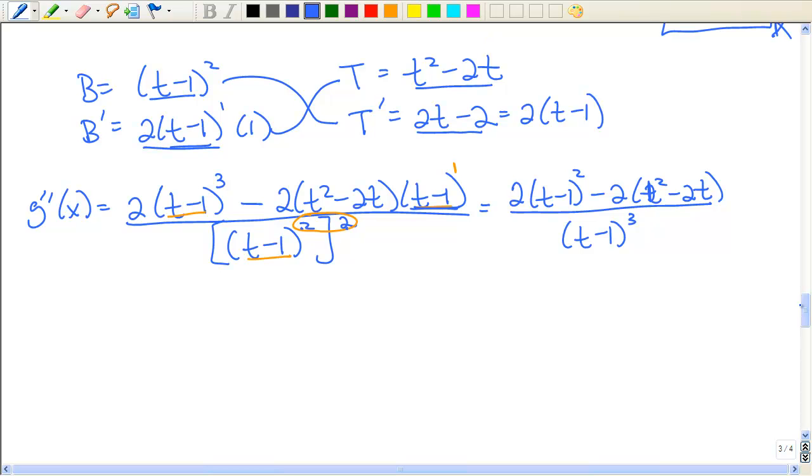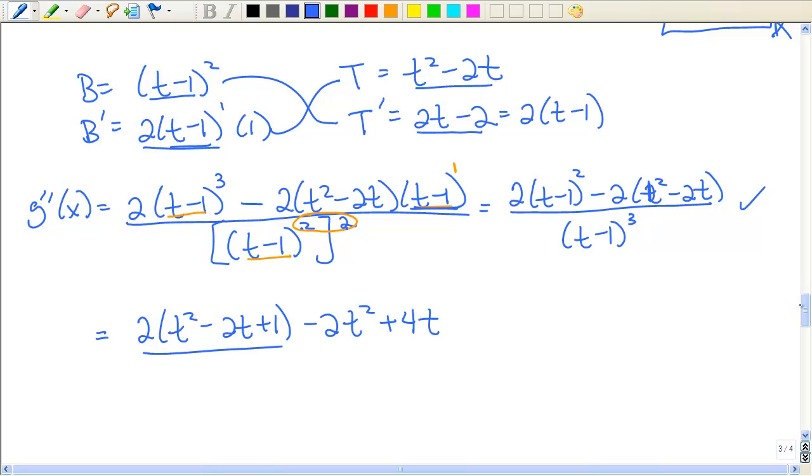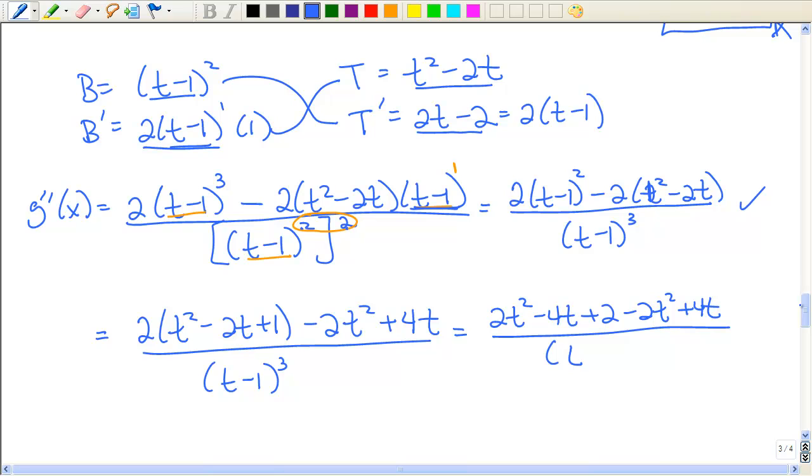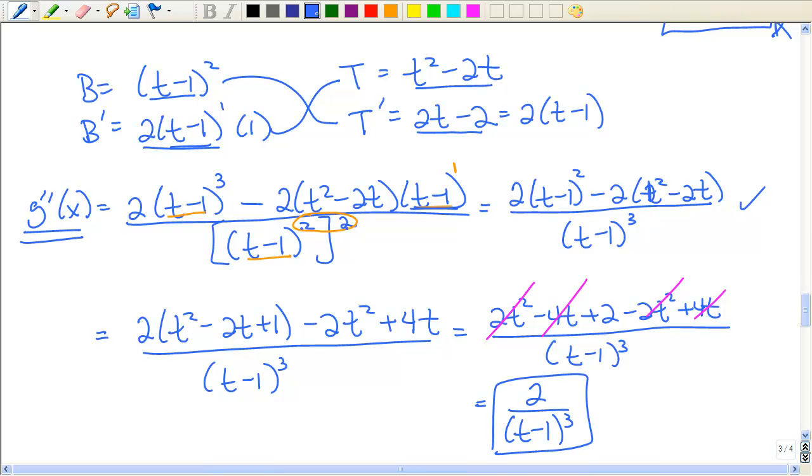You might want to distribute the top part out and collect like terms, but again, that would be okay as well. I'm going to go ahead and multiply all that out and see what happens. Don't lose that minus sign there. Well, some interesting things happen. I've got those add out to 0, those add out to 0, and all I am left with is 2 over t minus 1 cubed, and that is my second derivative. Wow, that's a big difference.